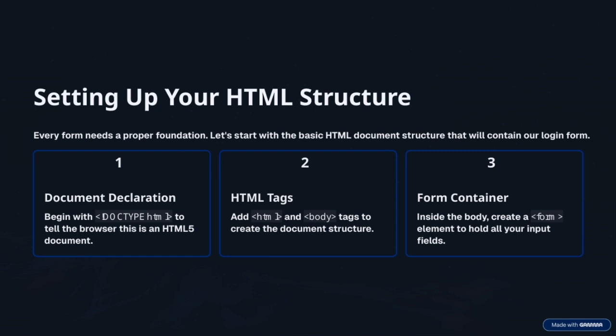Now, within the body, we create a form element. Think of this as the container that will hold all your input fields. It's important because it groups related elements together, making it easier to manage and style later on. By establishing this structure, starting with the document declaration, then the HTML and body tags, and finally the form container, we're setting up a well-organized, standards-compliant web page. This foundation is crucial for building accessible, functional, and maintainable forms throughout your project.